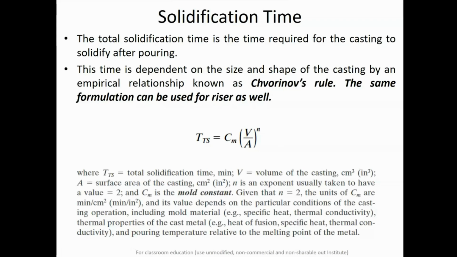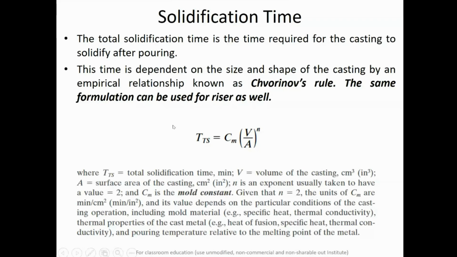Its value lies between 1.5 and 2. And what is this C_m? C_m is a mold constant, and its value depends upon different conditions of the casting operation. It also depends upon the mold material properties, physical and thermal properties like specific heat, density, thermal conductivity, and also the thermal properties of the cast metal, which include the heat of fusion, specific heat, thermal conductivity, and also the pouring temperature relative to the melting point of the metal.